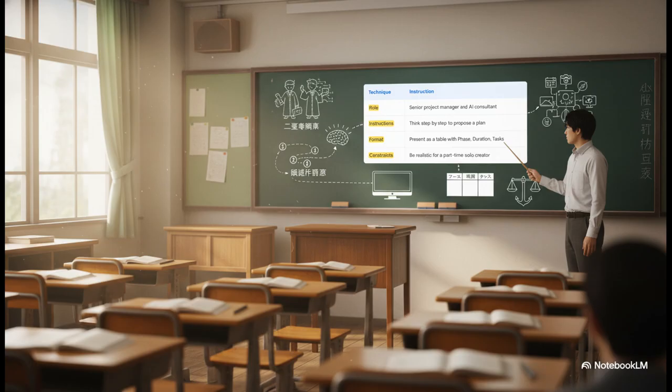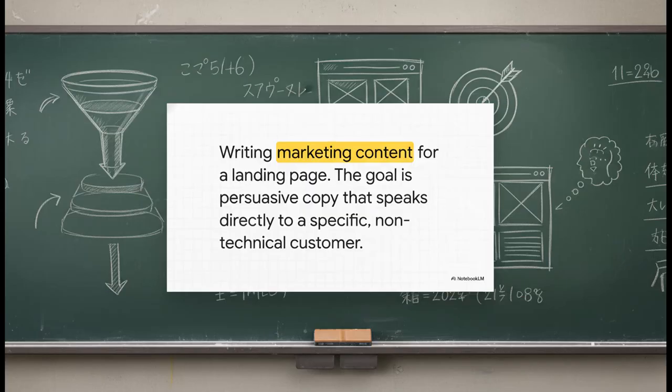We control the format with a table, and that crucial constraint of being realistic grounds the entire plan in, well, reality. And for our final example, let's switch gears completely and talk about marketing. The goal here is to generate persuasive copy that speaks directly to a very specific customer.